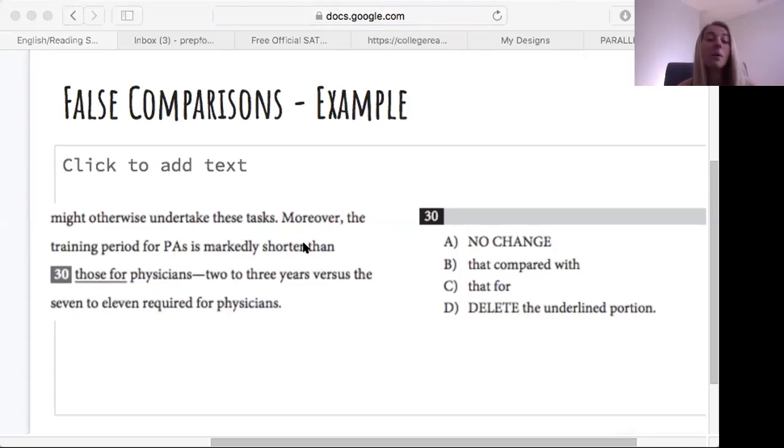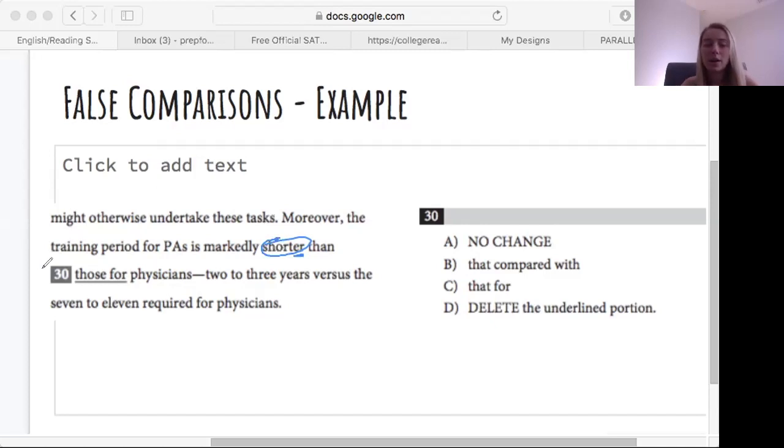So let's take a look. We've got "moreover, the training period for the PAs is markedly shorter than." All right, so right there I have "markedly shorter." Shorter is not a transition word, it's a comparison word. So we know that we're comparing two items. Anytime we have an -er at the end of the word, that shows we're comparing two items. So far, so good. This is a false comparison question.